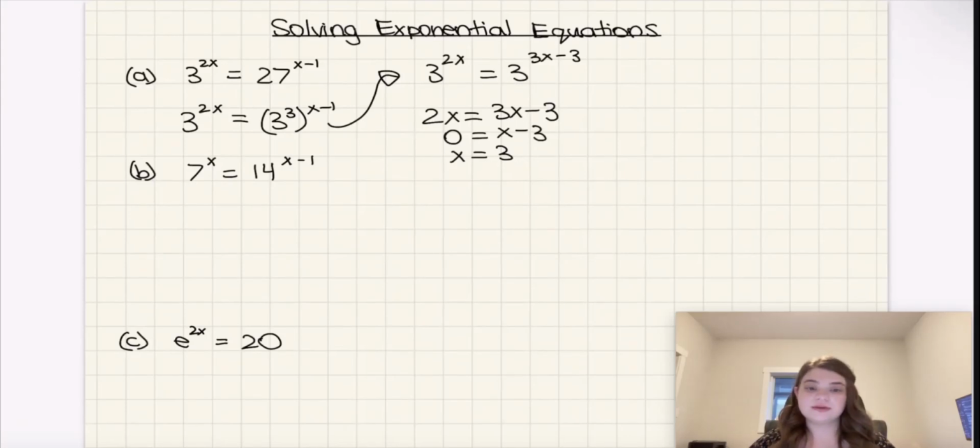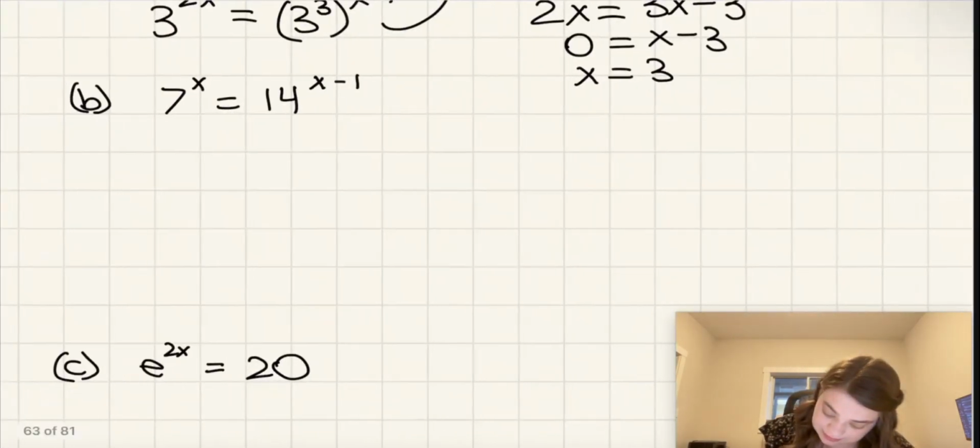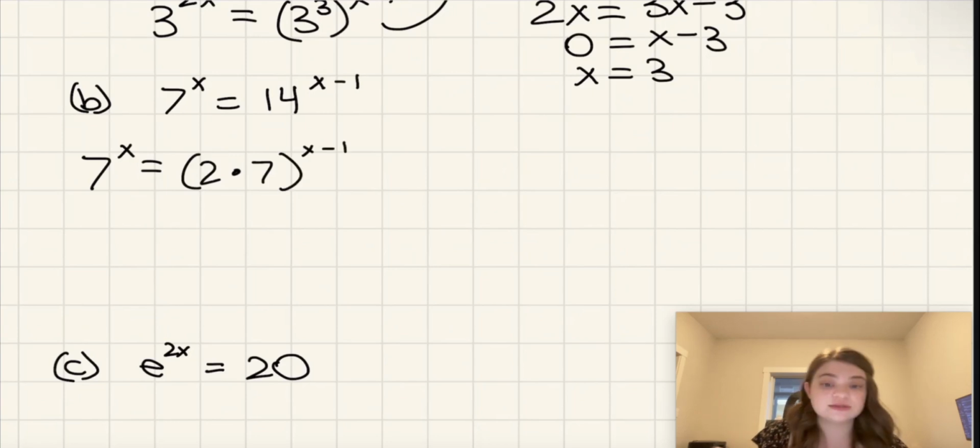Okay, so for the second one, we have 7 to the power of x is equal to 14 to the power of x minus 1. And so we need to express 14 as the same as 7 times 2. So let's do that. 7 to the power x is equal to 2 times 7 to the power of x minus 1.